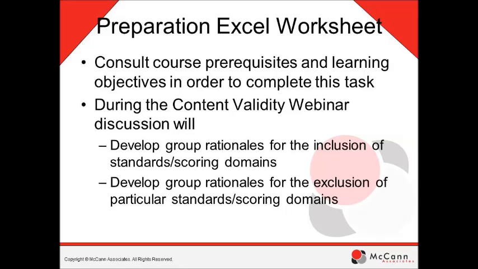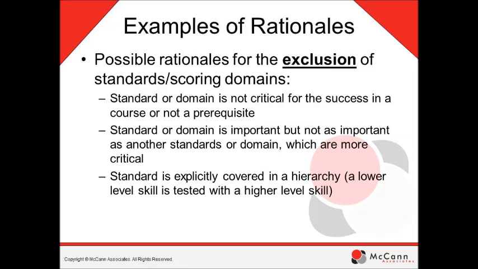During the actual Content Validity webinar, we will have a discussion and select group rationales for the inclusion or exclusion of standards on each assessment. There are many different relevant rationales for why standards were selected to be included or were not selected, and why the scoring domains are logical to score writing samples upon, and those not included can be excluded. You will think up a lot of your own rationales as an SME and an educator.